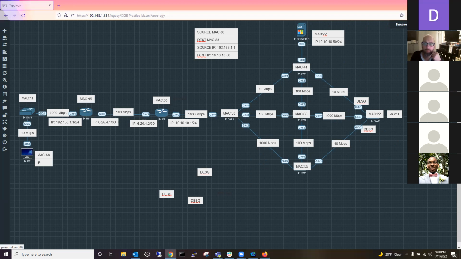Since we know that the root bridge is the end all be all, every switch in a topology has a link that is, for lack of a better term, going to be directly connected, or I should say the path, the direction to the root bridge. Do you know what that port is called? Oh, yeah, I know it.